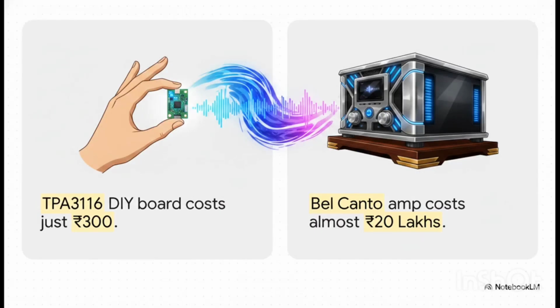Now, what's really fascinating about this is just how insanely scalable Class D is. Because the chips are so easy to mass produce, you can hop online right now and buy a tiny DIY TPA3116 amplifier board for like 250 to 300 rupees. It fits in your hand and it sounds genuinely great. But on the exact opposite side of the universe, you've got luxury companies like Bel Canto pushing the absolute limits of fidelity with their Black EX amplifier. And that one? That'll cost you around 20 lakh rupees. It's a single technology that covers everything from pocket change DIY projects to massive luxury investments.